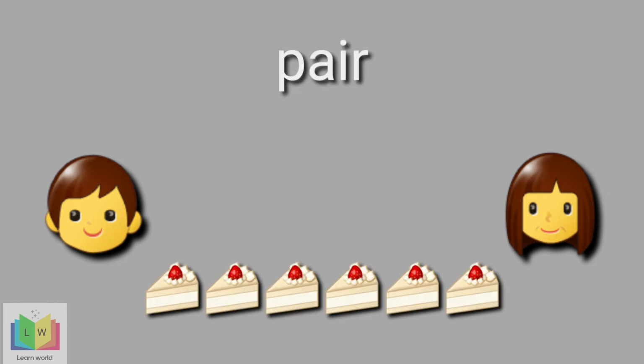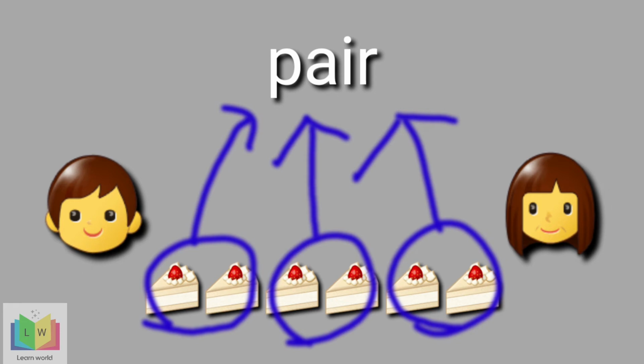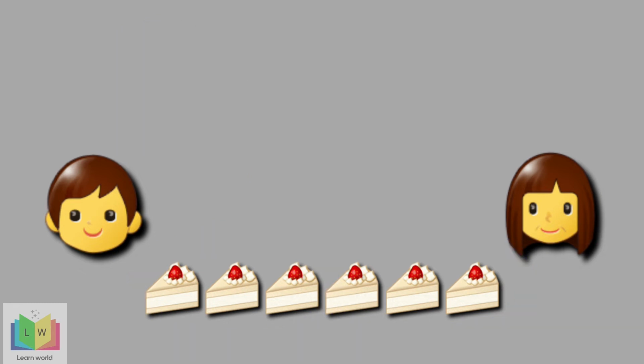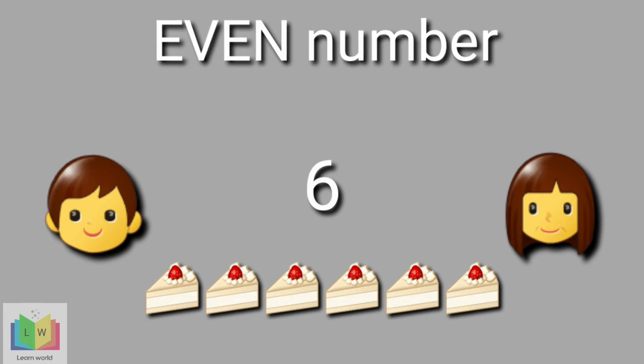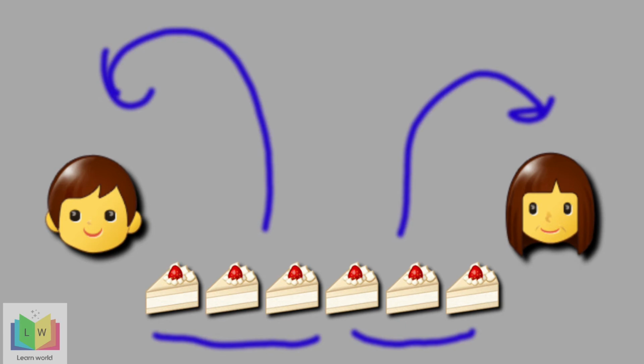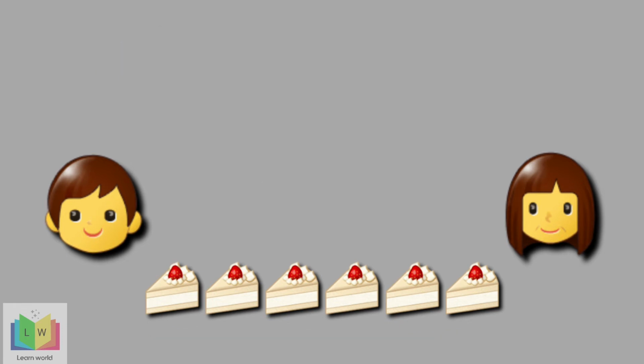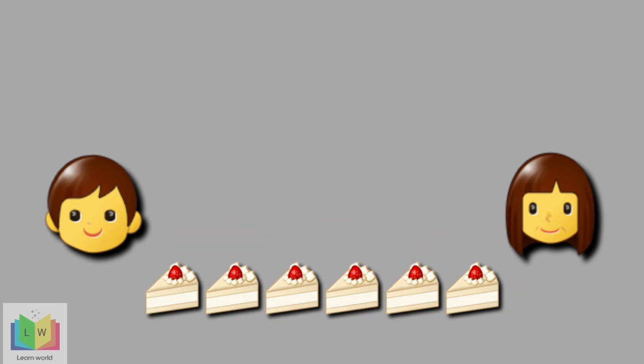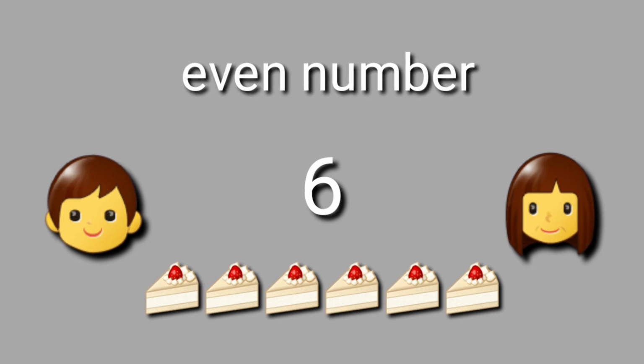Okay, now we'll take 6 cake pieces. How will you divide 6 cake pieces for a boy and a girl? We can give 3 pieces to a boy and 3 pieces to a girl. That means we shared all cake pieces equally. So there are 6 pieces of cake, so number 6 is an even number. And there is no leftover. We divided 6 pieces equally, 3 for a boy and 3 for a girl. So there is nothing left over after making a pair. Yes or no? So number 6 is an even number.